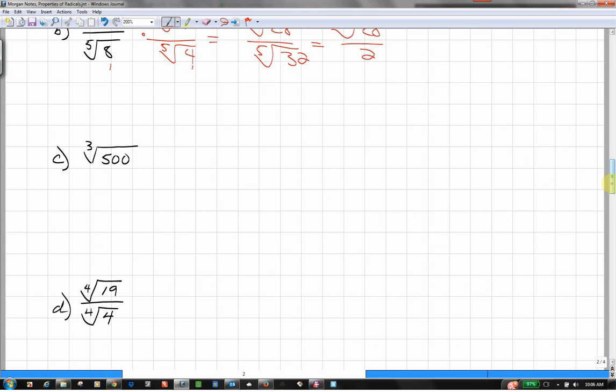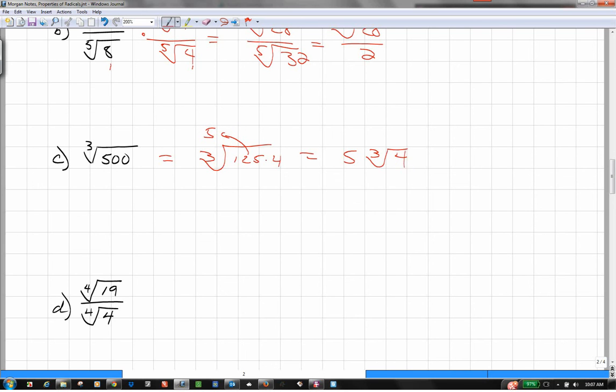I've got the cube root of 500. So I'm thinking to myself, what's a perfect cube? And 125 is, so I can take this and say that is the cube root of 125 times 4. And we know that the cube root of 125 is 5. So this would be 5 times the cube root of 4.